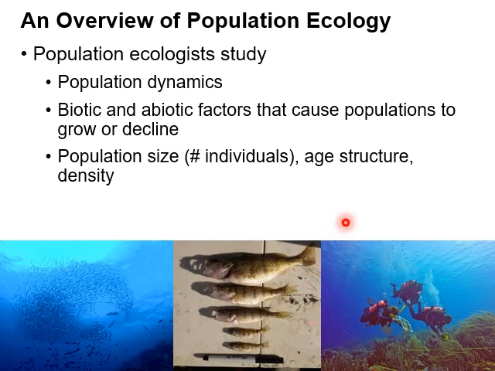Finally, one other thing that population ecologists often look at is the density of individuals. The size of a population can be really important, but the density of individuals is oftentimes more important. And by density, I mean the number of individuals in a given area, of a given size.